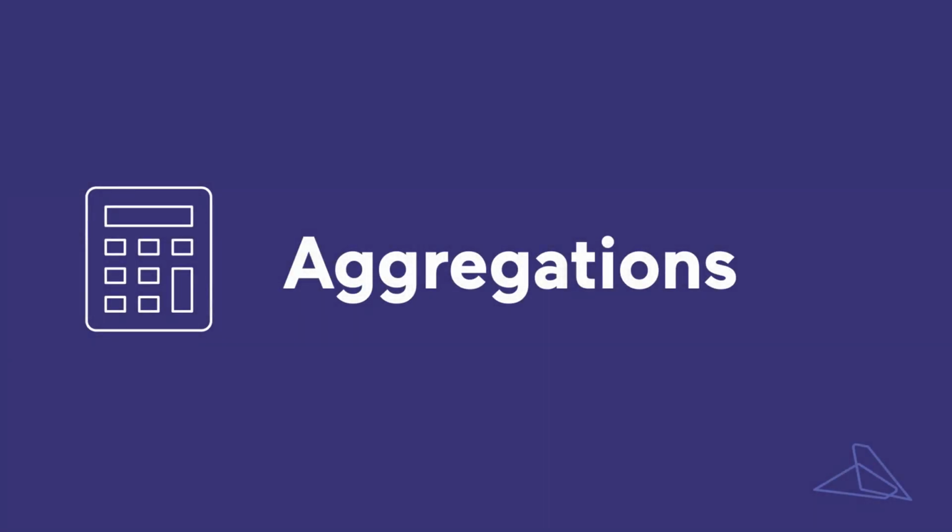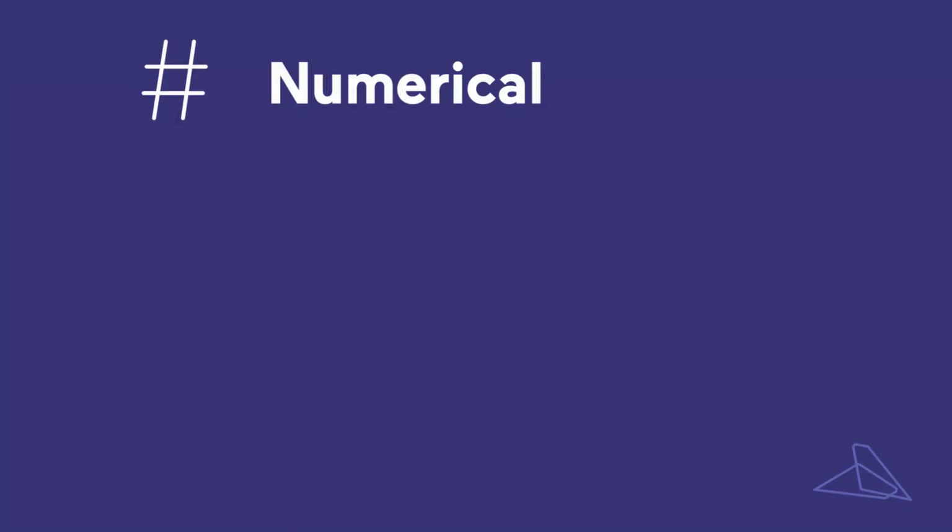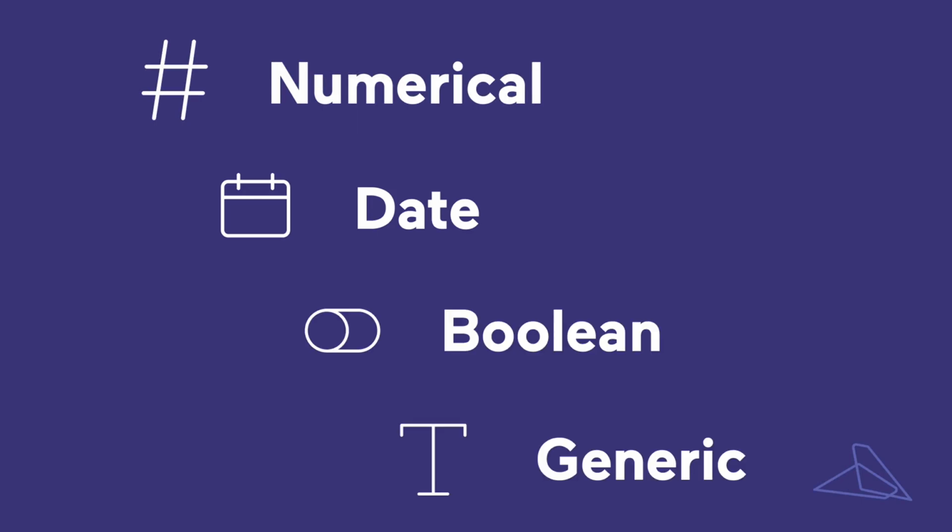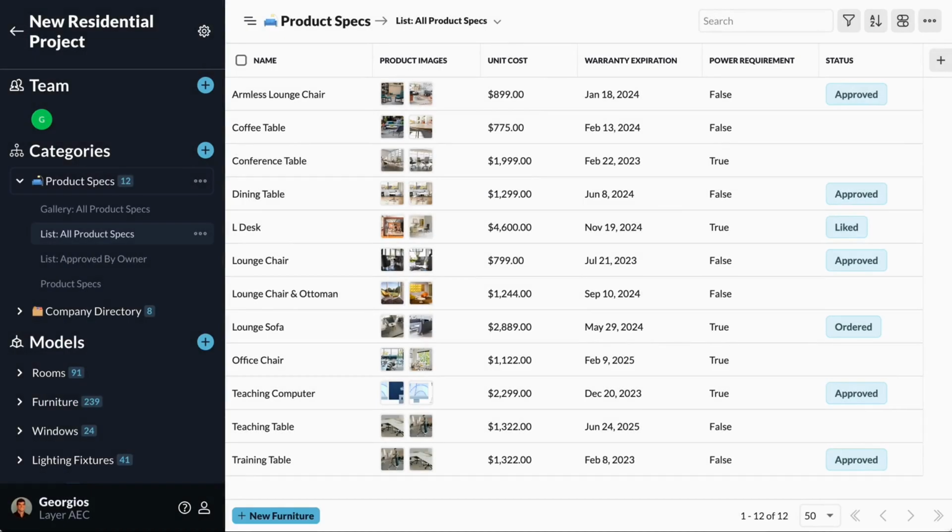Aggregations is a new feature that allows you to quickly summarize your project's data. There are currently 4 different types of aggregations: numerical, date, Boolean, and generic. Using my interiors project as an example, I can utilize all aggregation types.